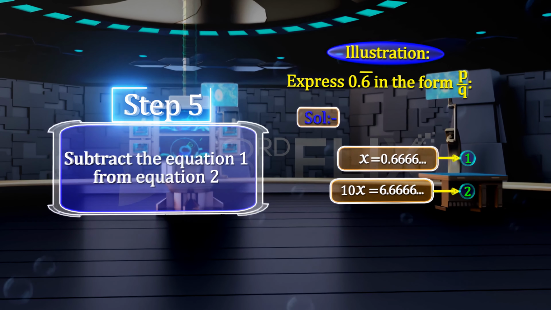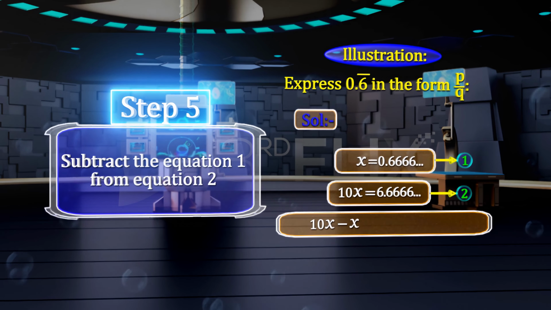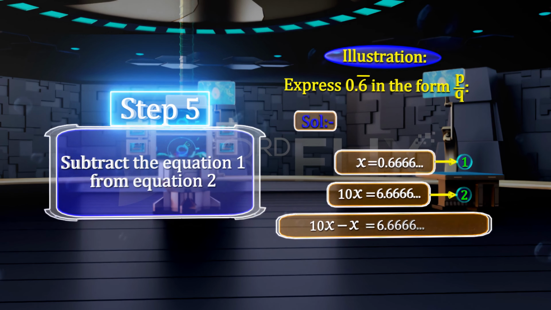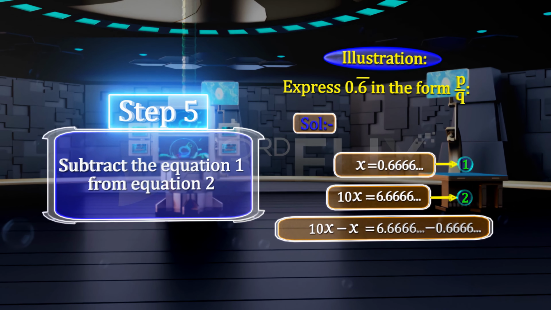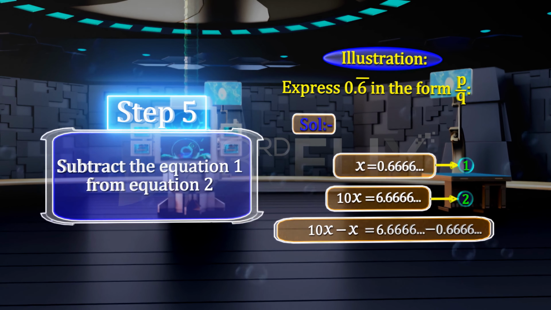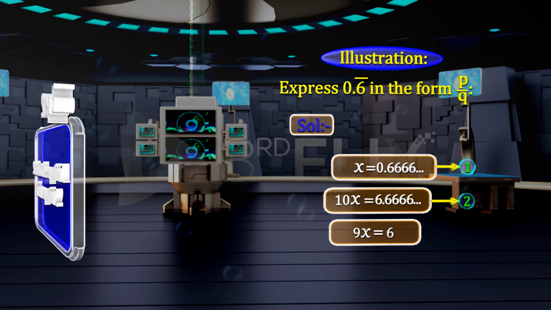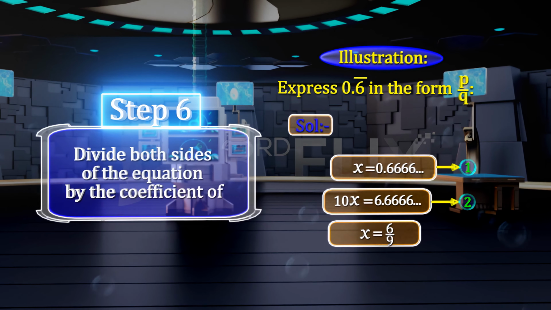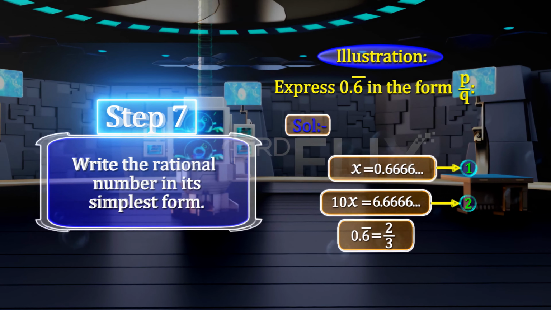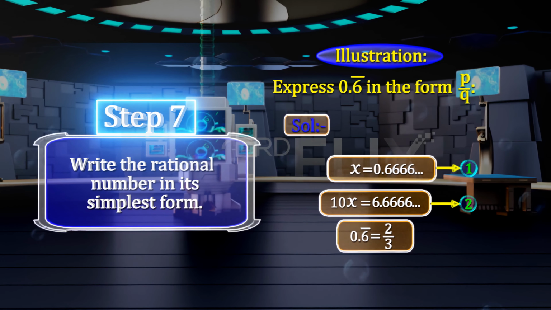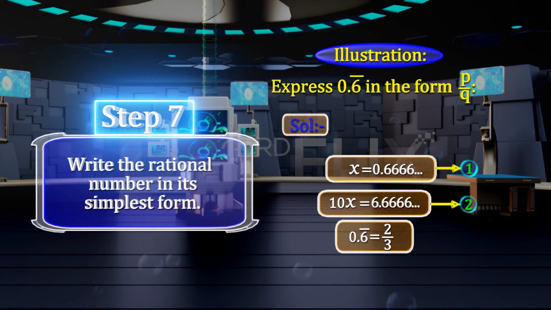On subtracting 1 from 2, we get 10x minus x equals 6.6666 and so on minus 0.6666 and so on. 10x minus x equals 6. 9x equals 6, implies x equals 6 by 9. Implies 0.6 bar equals 2 by 3. That is, 0.6666 and so on equals 2 by 3.